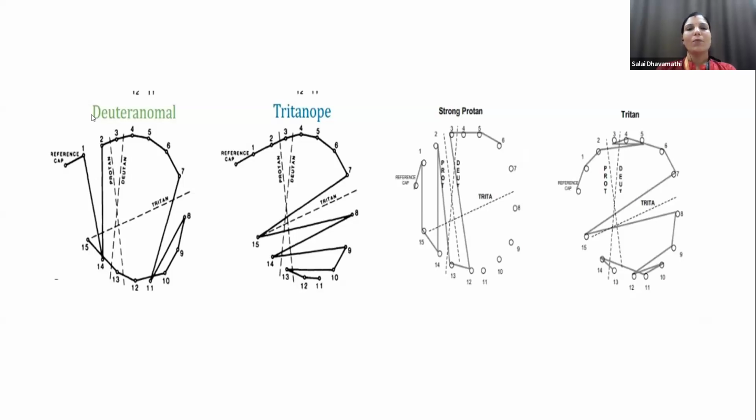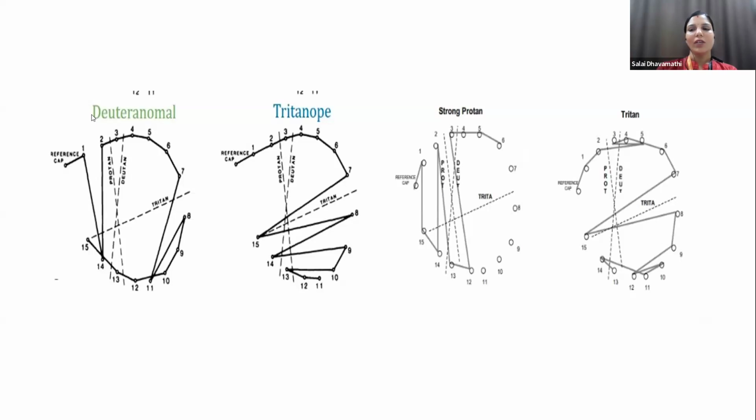So scoring is very important. And one more thing is, you should not give them more time to see. This D15 should be done on a black background, where you keep a black cloth, and then you can keep the D15 test plates, and then they will arrange the order. First you should give a reference cap, and then they have to arrange. All the procedures are done with the near vision correction.